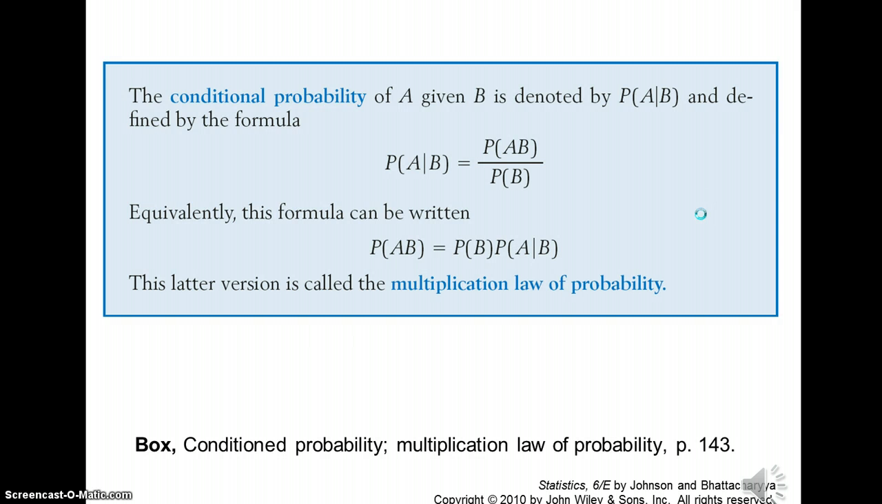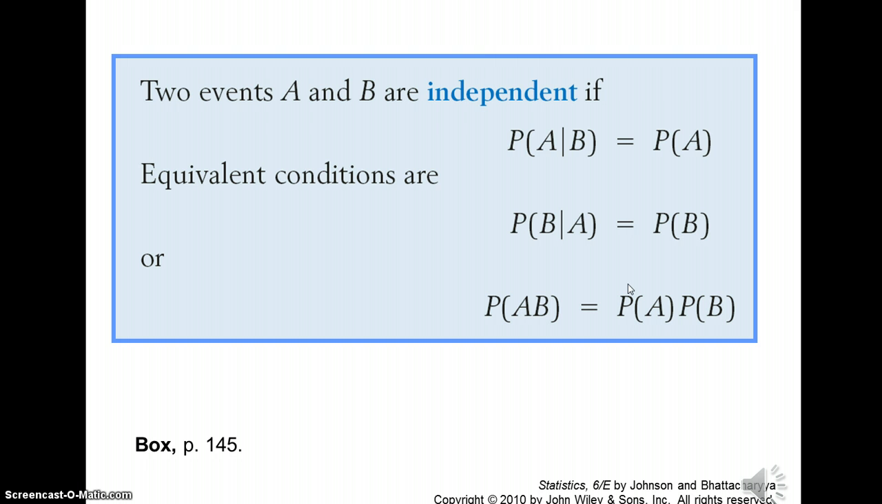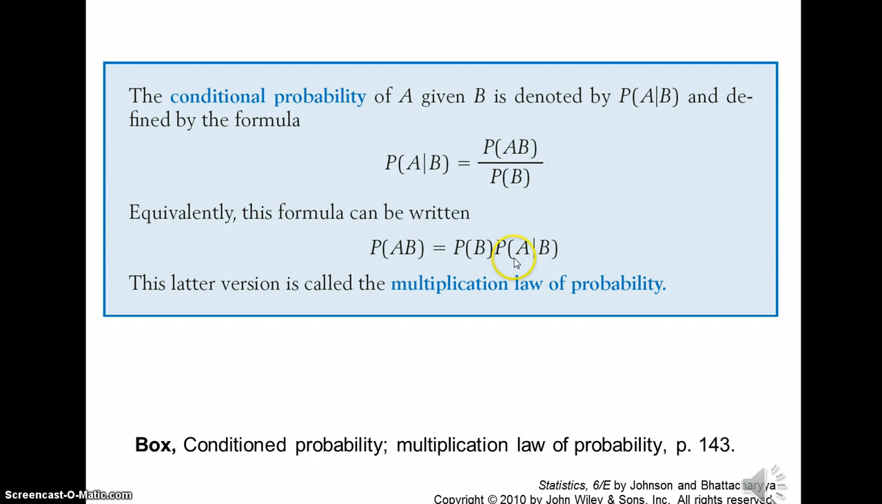So this different format is called the multiplication law of probability. And if we know these two events are independent, P(A and B) is also equal to P(A) times P(B). If we go back to look at the multiplication law of probability, because P(A given B) is the same as P(A), you can drop this condition, and then you get P(A and B) equals P(B) times P(A).